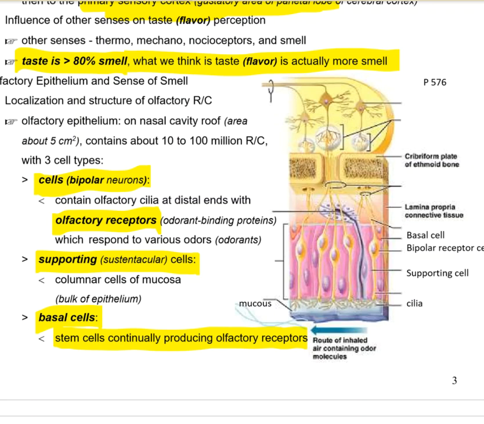So doesn't this exactly look like what we just talked about with taste? We've got a receptor cell that picks up the information. We have supporting cells that are in between and around them. And we have basal cells which replace them. And notice the basal cells, again, are these little small ones that are here at the basal part of the epithelial membrane. So the nice thing about taste and smell is you can learn one and kind of know both of them pretty well.